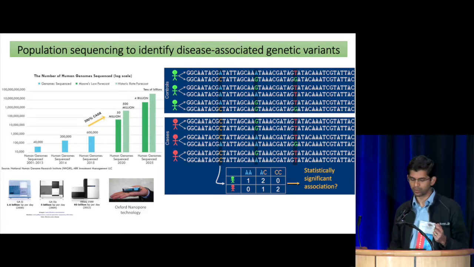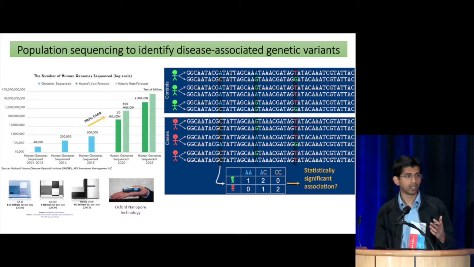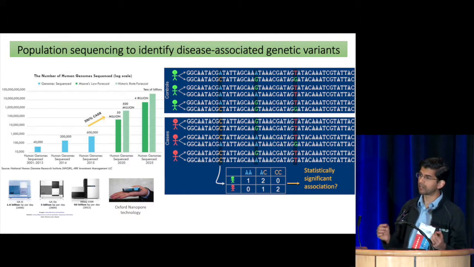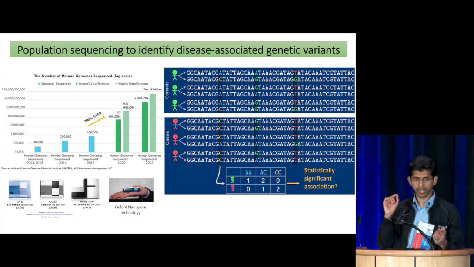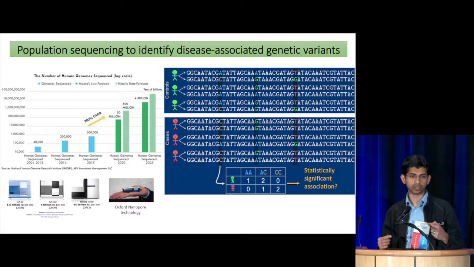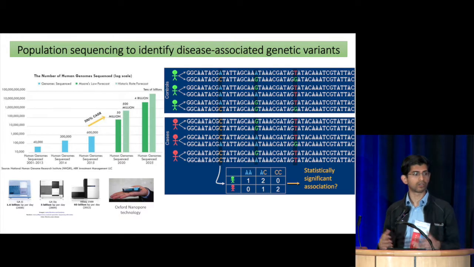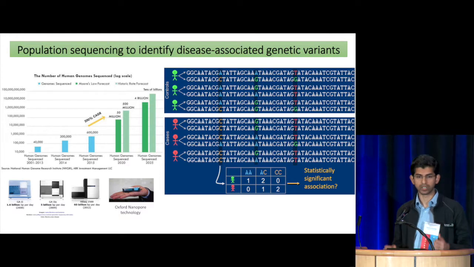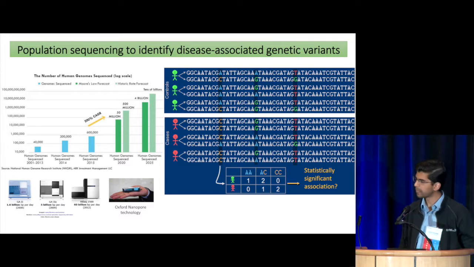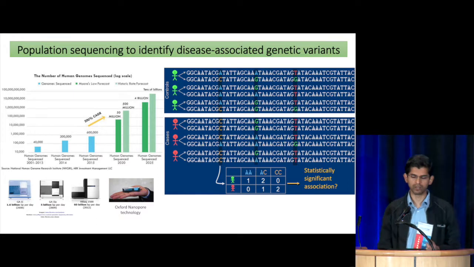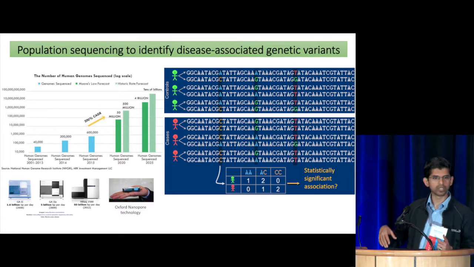And so using interesting case control studies, where you sequence patients and you sequence controls, you can now start identifying genetic variants, mutations, that are significantly associated with diseases. This has been very popular. It's been done for thousands of diseases. And we have a good collection of thousands of genetic variants that we believe are associated with disease, show statistically significant association.